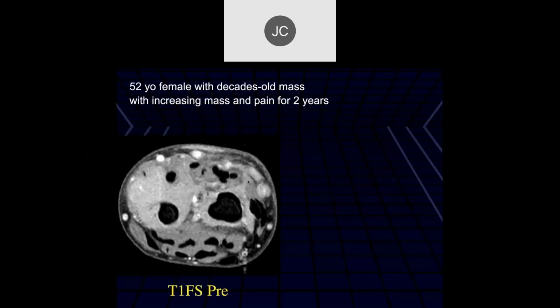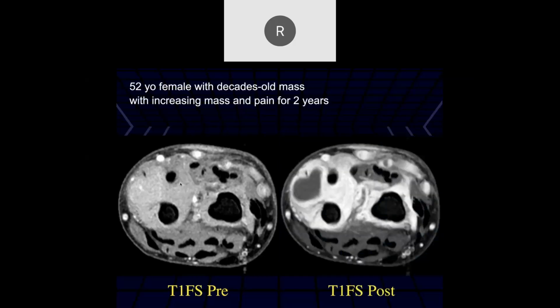Okay, Robert. All right, so we have a 52-year-old female with decades-old mass and increasing size and pain for 2 years. Looks like we're looking at the forearm. There's surrounding the radius and I think ulna as well. There's some soft tissue that looks a little bit brighter than normal muscle. And yeah, on the post imaging, it looks like it enhances pretty avidly.